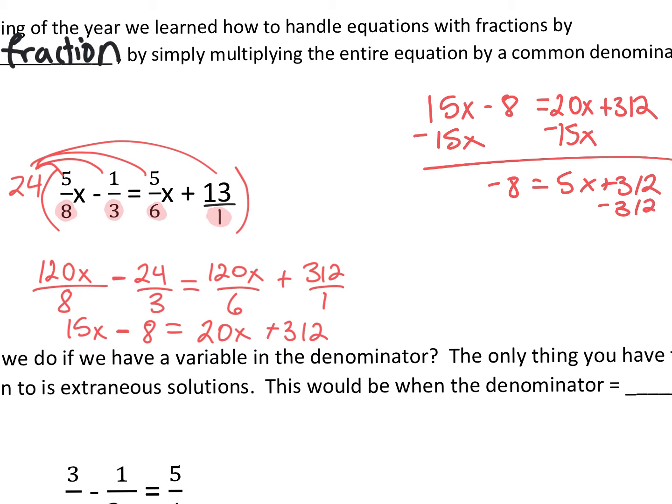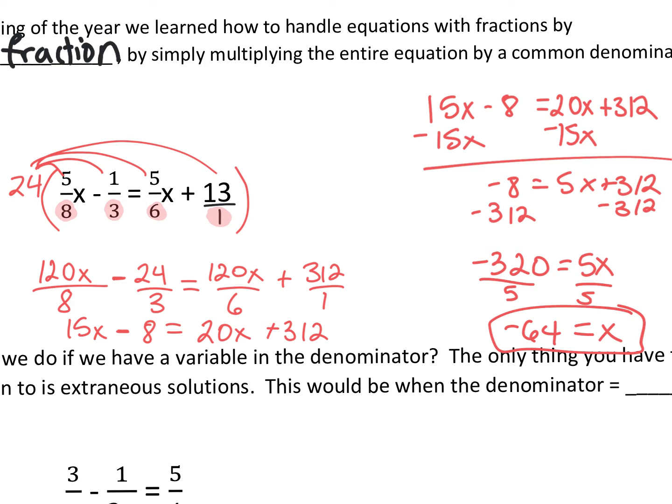Now I got to move the constant over. Negative 8 minus 312 is going to be negative 320. Set that equal to 5x. Divide by 5. Negative 64 is my answer. That's it. That's it. I'm done.